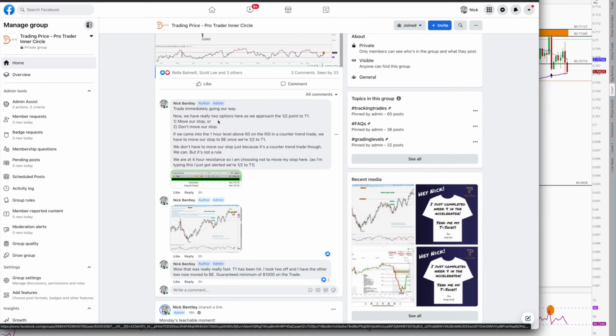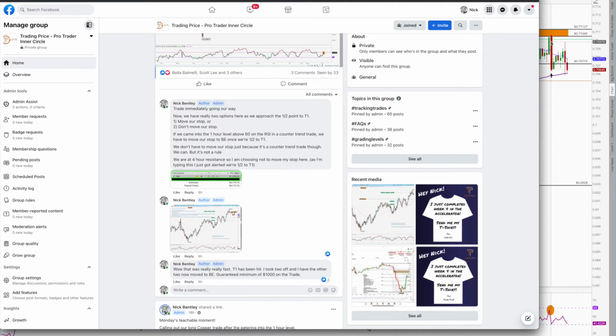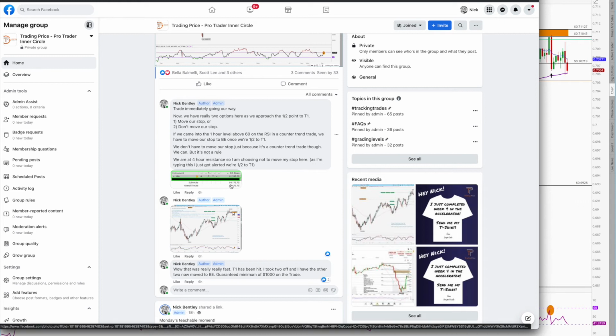Now that the trade is going our way, we really have 2 options here. Number 1, move our stop, or 2, don't move our stop. If we came into the 1 hour level above 60 in a counter trend trade, we have to move our stop to break even as soon as we're halfway to the target. But our rules also state that just because we're taking a counter trend trade, we don't have to do that. We can, but it's not a rule. We are at a 4-hour resistance here, which is why I am choosing not to move my stop here. You can see the P&L at the time that this was taken, $1,300 in about 15 minutes.